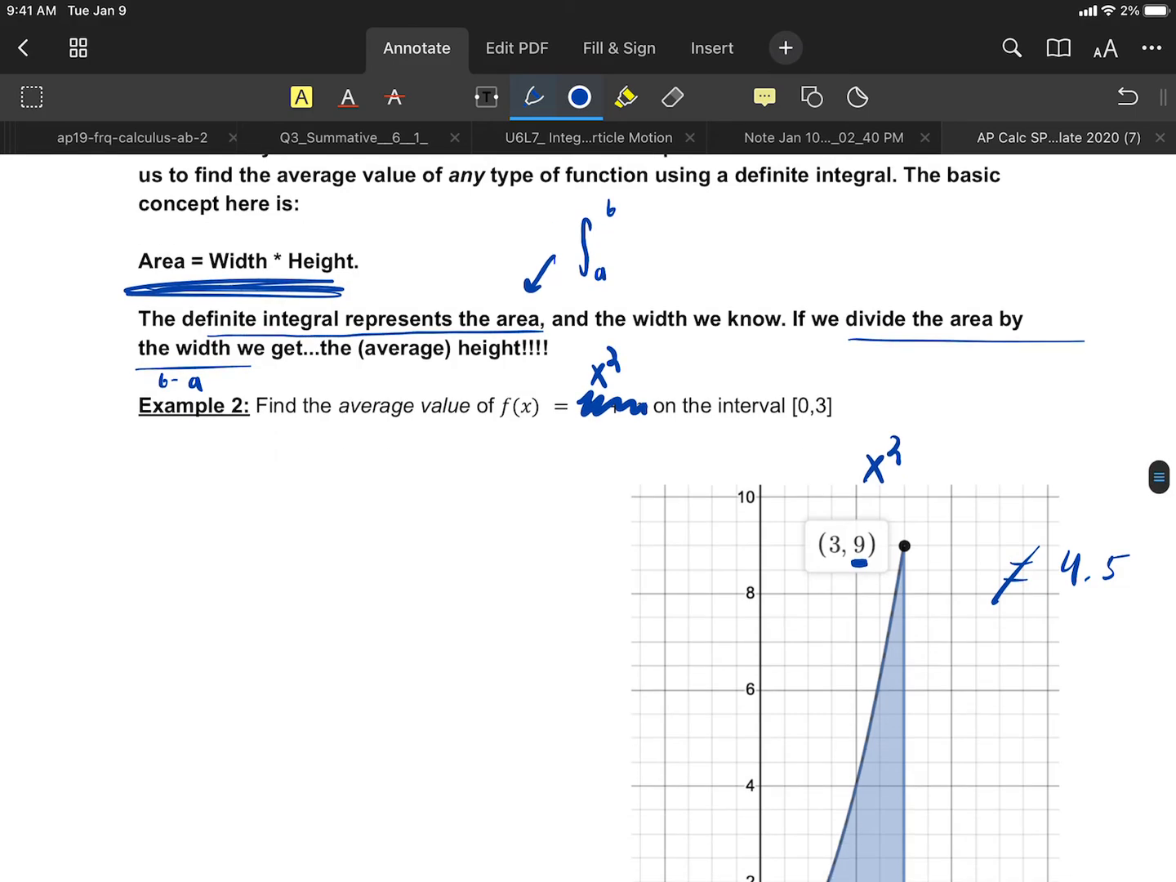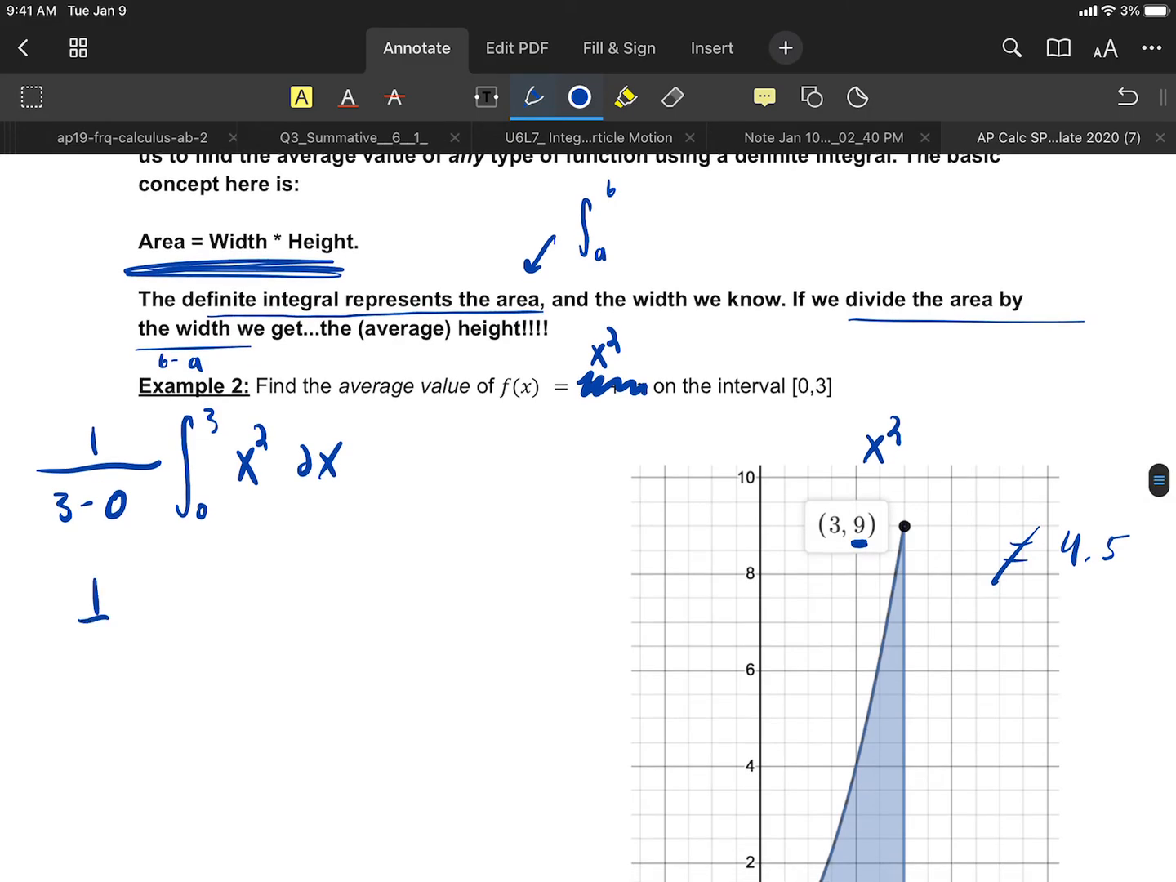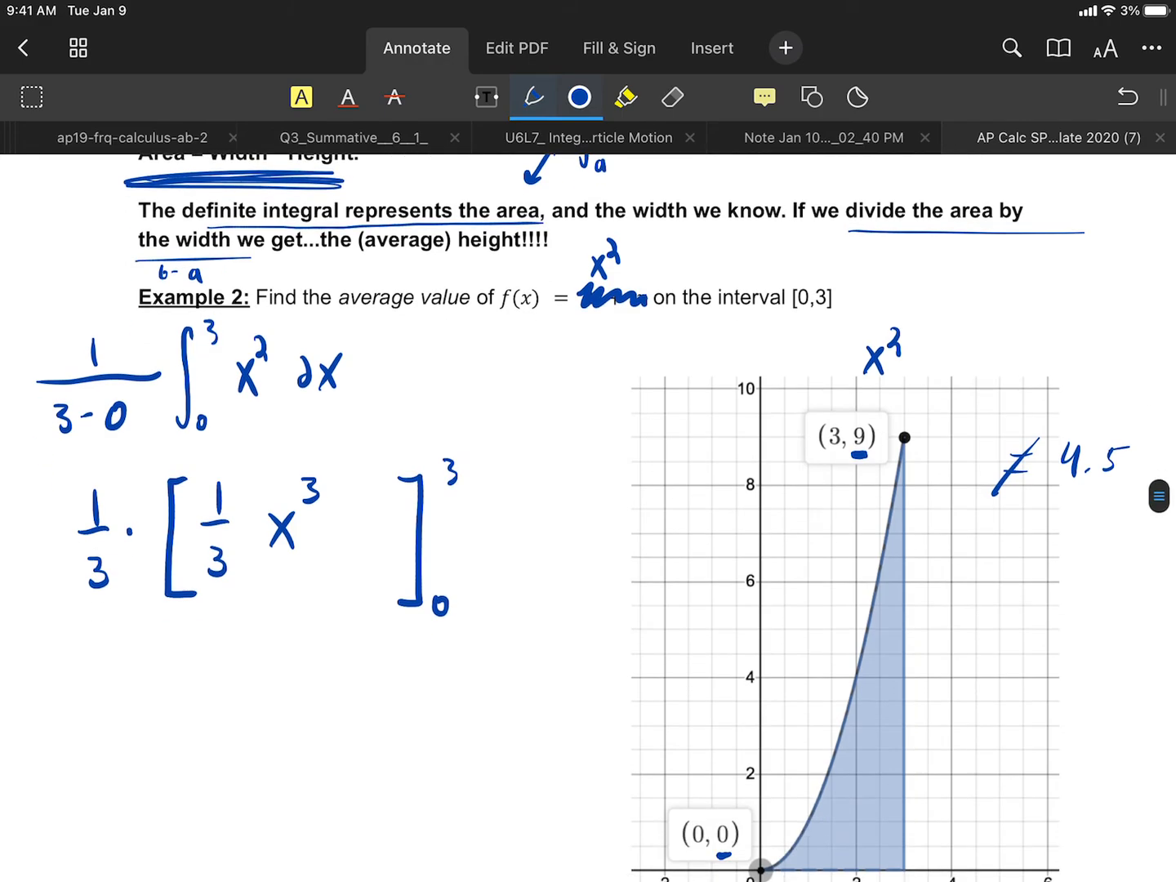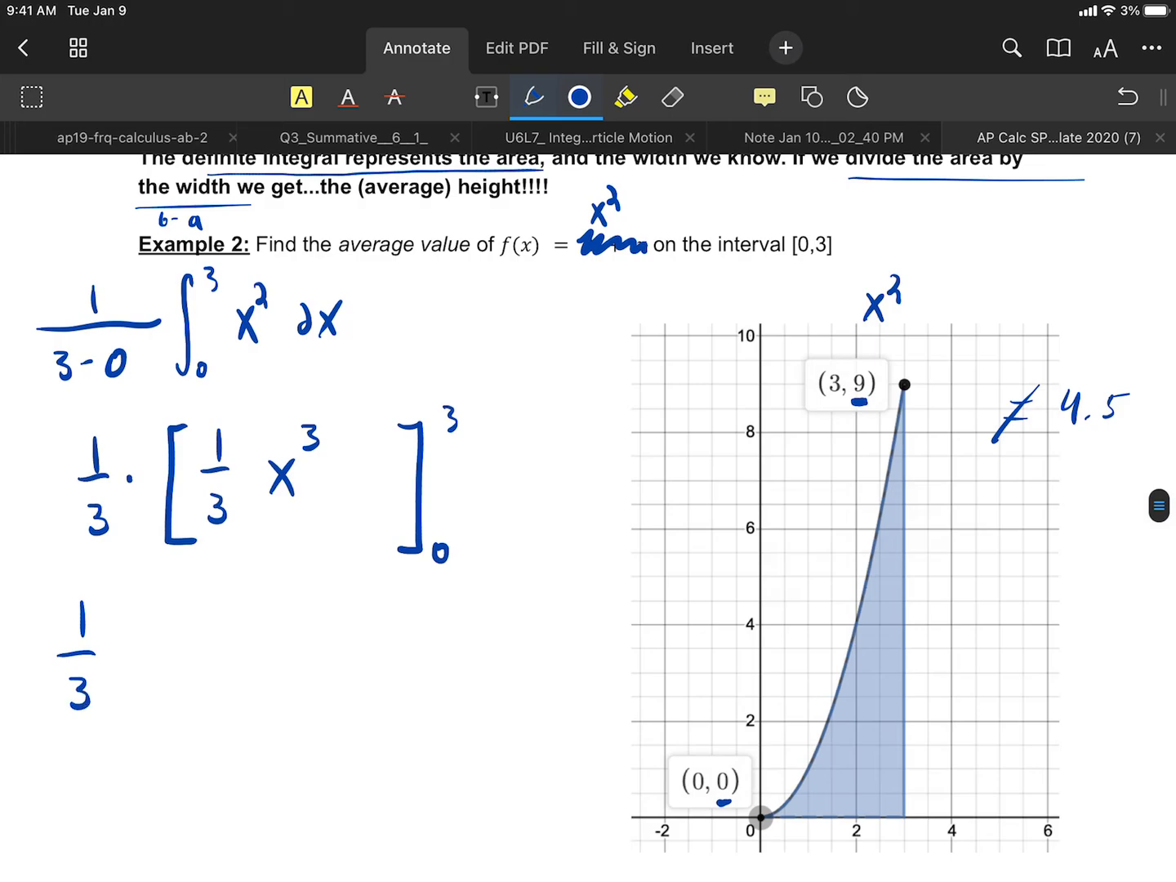And so let's just do this same process. 1 over b minus a times the definite integral. Sorry, it's not b minus a, it's 0 to 3. 1 over 3 minus 0 times the definite integral from 0 to 3 of x squared. Well, okay, this is 1/3 times, and I'm going to do my antiderivative. The antiderivative of x squared is 1/3 x to the third. I want to calculate this from 0 to 3. And so this is going to be 1/3 times, and really it's just the first one that's going to matter here because we're going to have, but I'll do it all out.